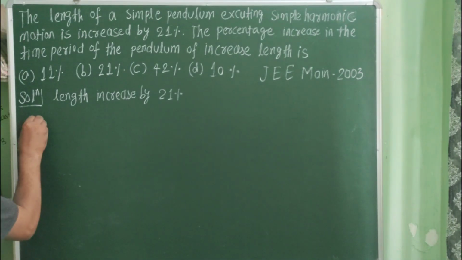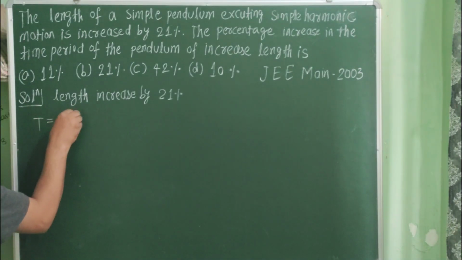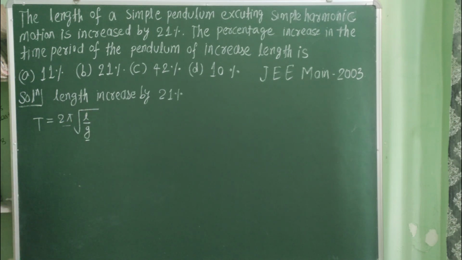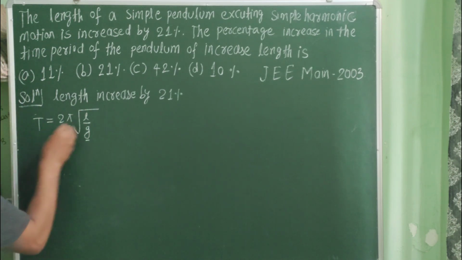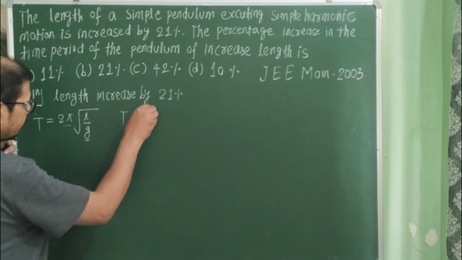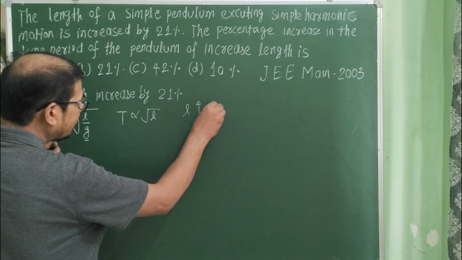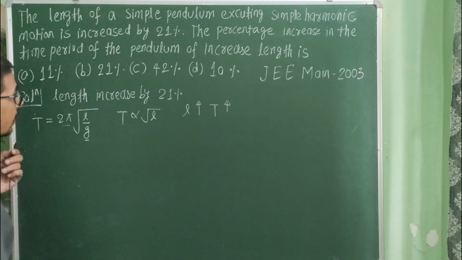Okay. Now T equals 2 pi root under L divided by g. 2 pi and g are constants. Only L changes, so the time period also changes. T is directly proportional to root under L. Now the length increases, so the time period also increases. Correct? We have to calculate the percentage increase in the time period.